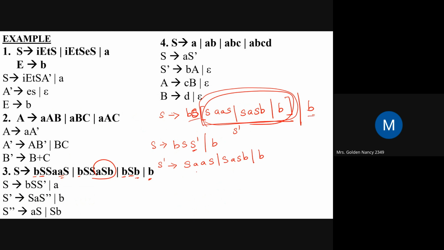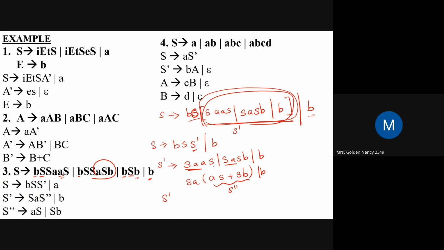Okay, now check for the common term. S a is common, right? So S a I'm taking out. So what will be left? S a S plus S b, and this B is taken. Okay. So now this is my S double dash. So what will my S dash become? So this is my defined S dash.